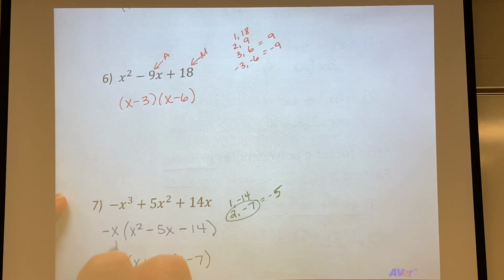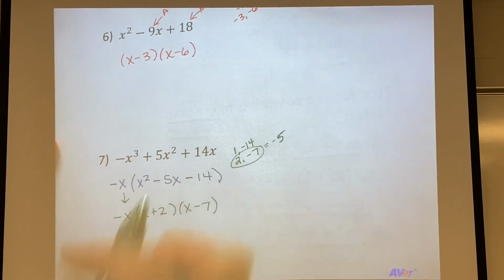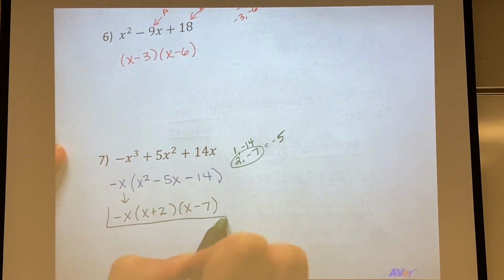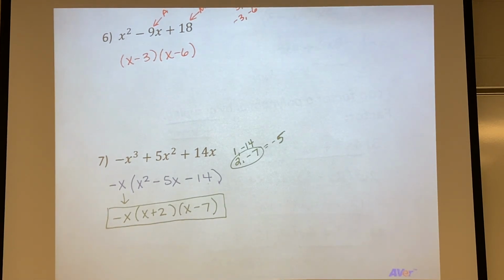And then we can't forget the GCF that we took out at the beginning. So we have to drop down that negative x as well. So we have negative x times x plus 2 times x minus 7. So always, always, always check for a GCF when you are factoring and take that out first.